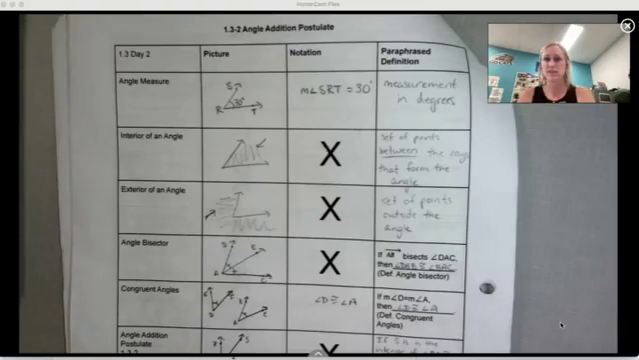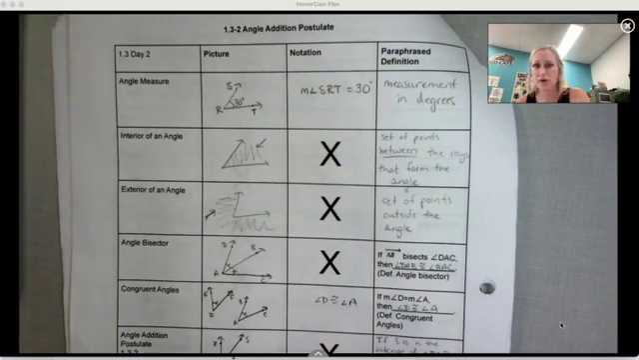Hi guys, this is the 1.3 day 2 video. We're going to be talking about the angle addition postulate, and this is actually super similar to the segment addition postulate, which we've already learned. So feel free to pause the video and get the vocab down. I'm going to talk through a couple of them really quick, and then we're going to do the examples together.